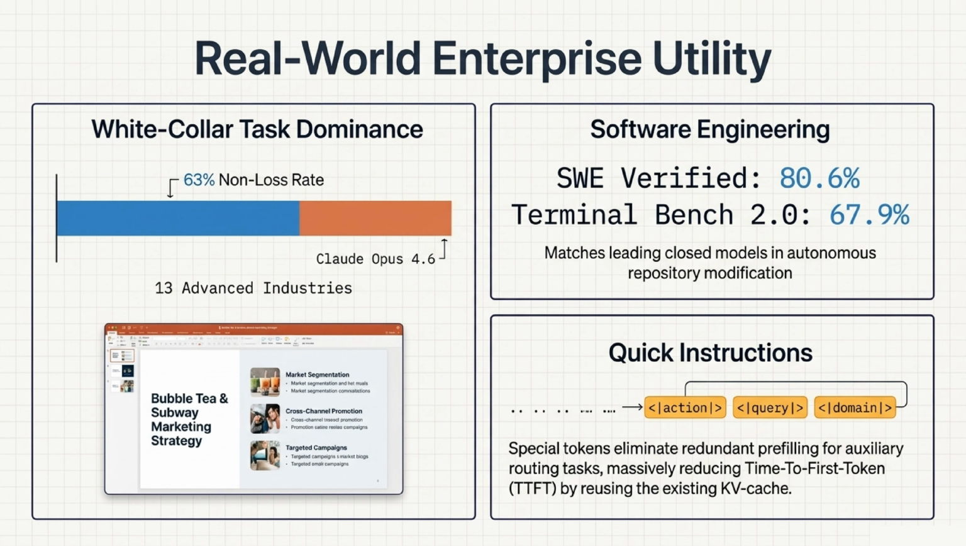In terms of real-world enterprise utility, V4 dominates white-collar tasks, showing a 63% non-loss rate against Claude Opus 4.6. It excels in software engineering, resolving 80.6% of tasks on SWE verified. Additionally, our special tokens for quick instructions eliminate redundant pre-filling, massively reducing the time to first token by reusing the existing KV cache.